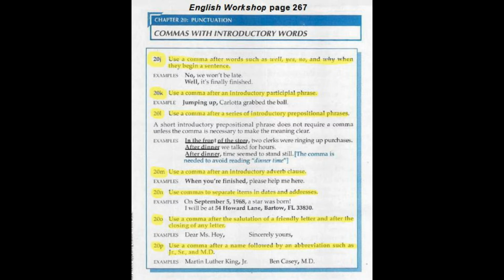Okay, now highlight rule 20K. Use a comma after an introductory participial phrase. Now let me explain. A participial phrase is a phrase that has a participle in it, and a participle is made from a verb by adding ing to it. So look at the example. Jumping up, comma, Carlotta grabbed the ball. Jumping used to be the verb jump. Now it's actually a modifier. It's turned into an adjective. Jumping up is describing Carlotta. You always put a comma after a participial phrase.